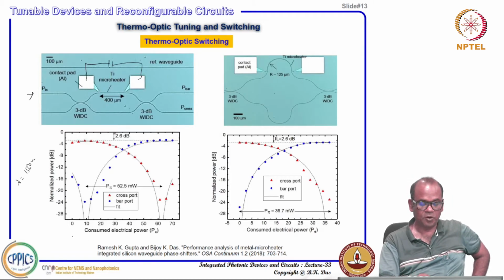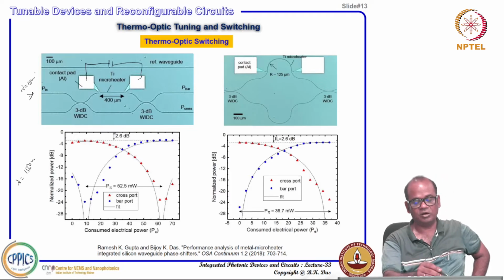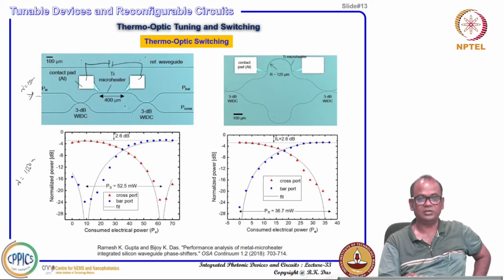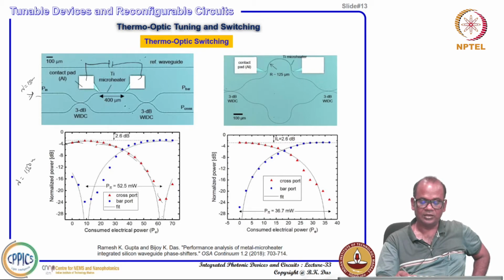So, if you launch here say lambda equal to 1550 nanometer, a certain power in this waveguide, then as a function of consumed electrical power, or power dissipated by the microheater, you see the cross port and bar port. This is the cross port, power will be maximum and slowly it will go down and then it will be increasing.